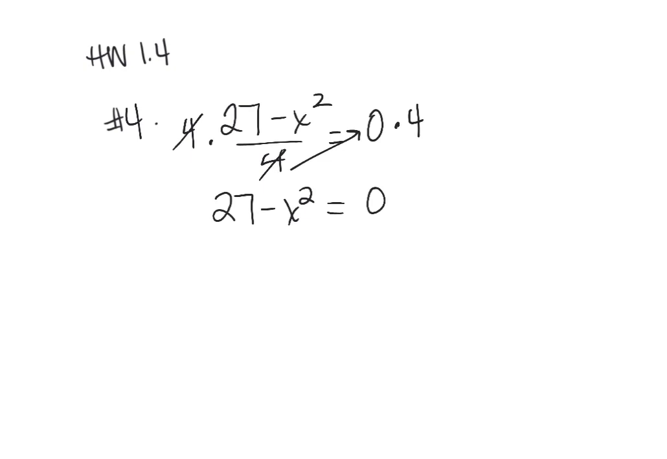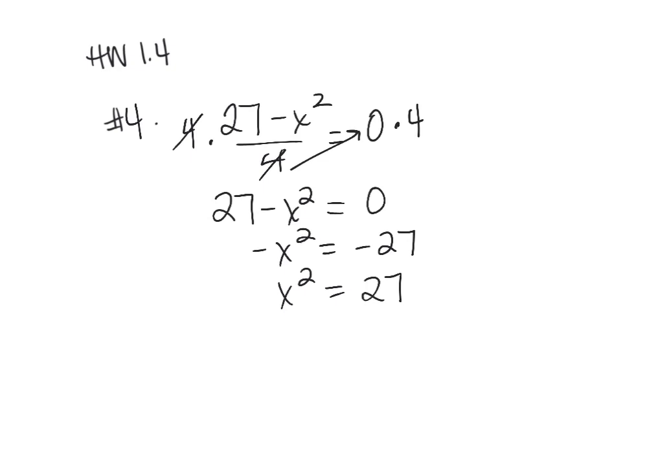Now I need to move this around to get it solved for x squared. If I subtract 27, I end up with negative x squared equals negative 27. So I just need to divide by negative 1. That's all we're looking for here: x squared equals 27.